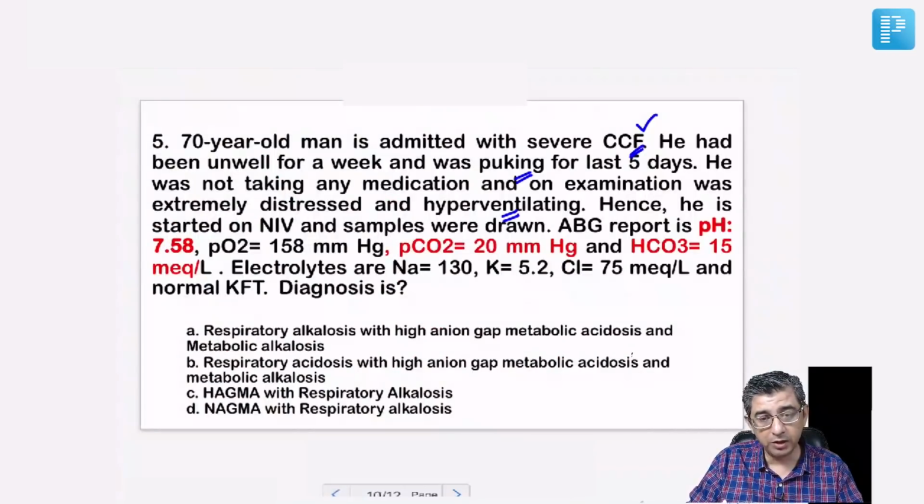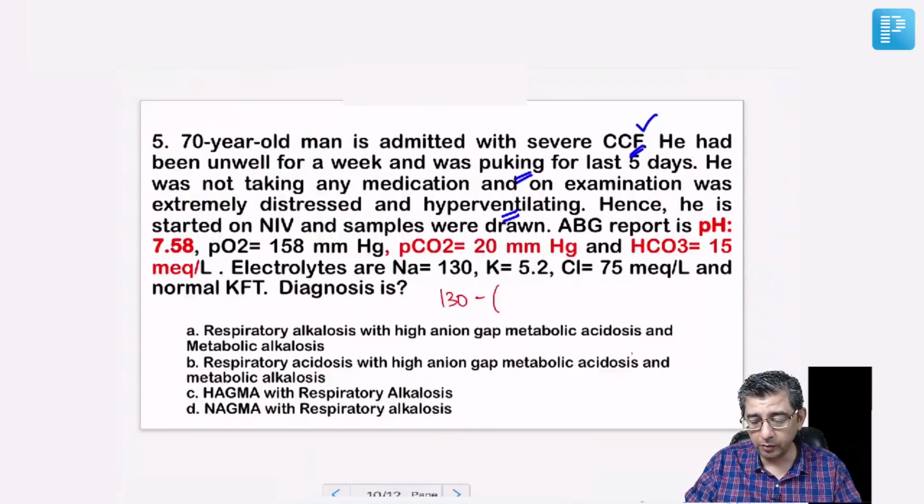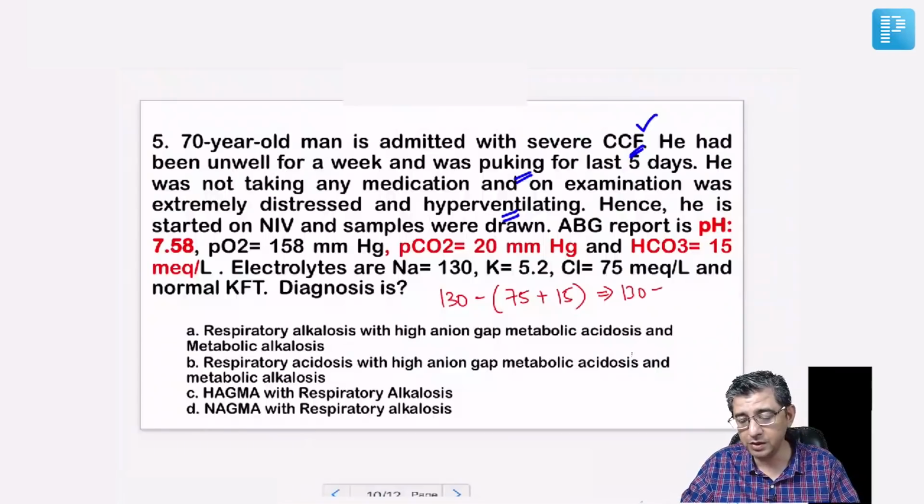Anion gap is positive minus negative charges. In positive charges, you will take only sodium, that will be 130, and then you will subtract from this the value of bicarbonate as well as the value of chloride. Bicarbonate value is given to be 15, chloride is really very low, 75. So if you look at this mathematically, this would be 130 minus 90, which works out to 40. So I very well know the patient is having high anion gap metabolic acidosis.